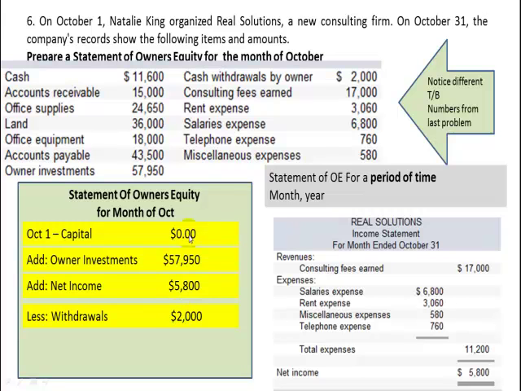So 0 plus the owner's investments plus net income minus withdrawals will give us the ending owner's equity at October 31st of $61,750, and we're done.